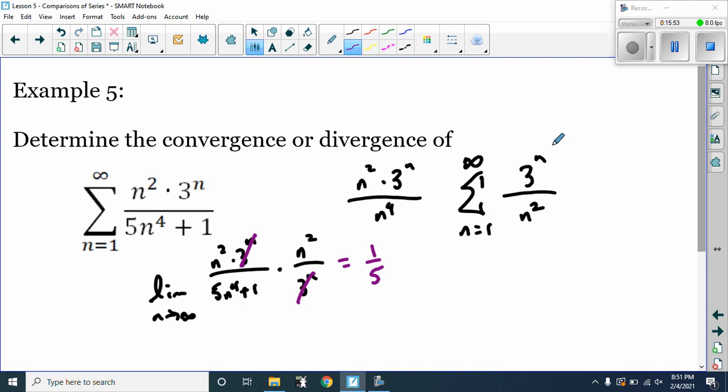This one here, it's not a p-series. Part of it is, but the whole thing's not. It's not geometric. Part of it is, but the whole thing's not. We can evaluate the limit as n approaches infinity of this guy, 3 to the n over n squared. If you plug in infinity, you get infinity over infinity. So you can use L'Hopital's rule.